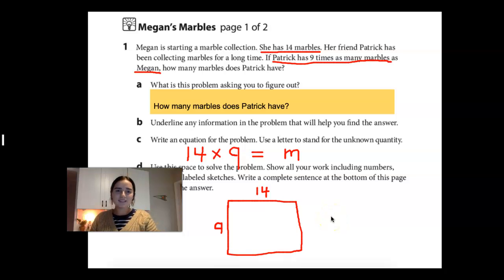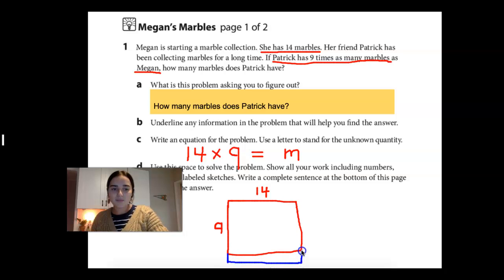Well, this is a little hard to solve, but I have a trick for making it a little easier. We're going to turn that 9 into a 10 because I know how to multiply by 10 a lot better than I know how to multiply by 9. So what I'm going to do is I'm going to add to our array.